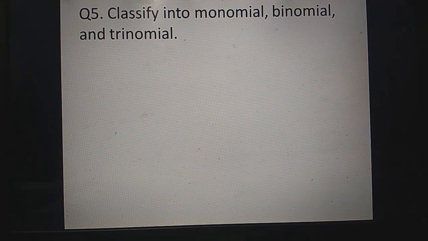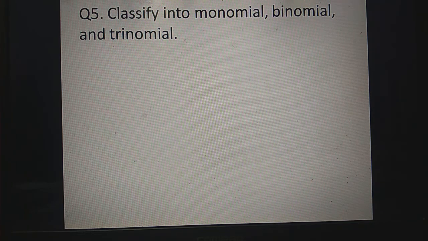Moving to question number 5. Classify into monomial, binomial and trinomial. I already discussed this in the earlier class. Monomial means expression with one term. Binomial means expression with two terms. Trinomial means expression with three terms.